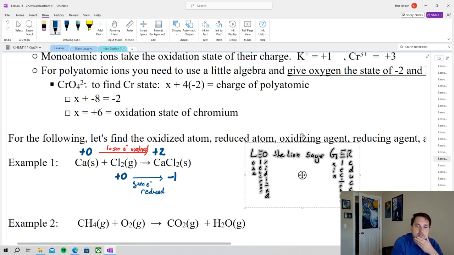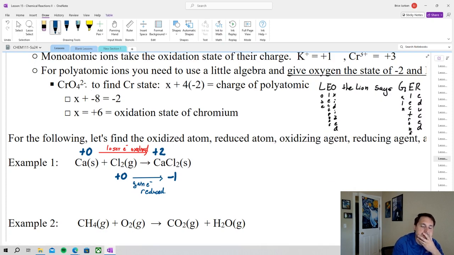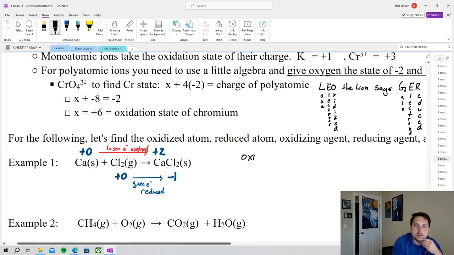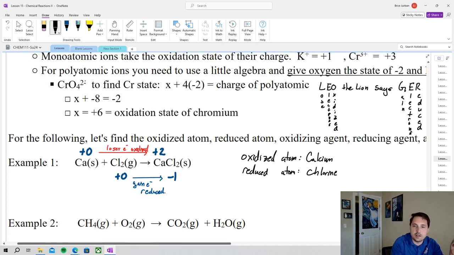So what is the oxidized atom? What is the reduced atom? So we just said this. The oxidized atom is the calcium. The reduced atom, well, this one here is the chlorine. It's going to gain electrons. So we want to look at it from the left to the right side.